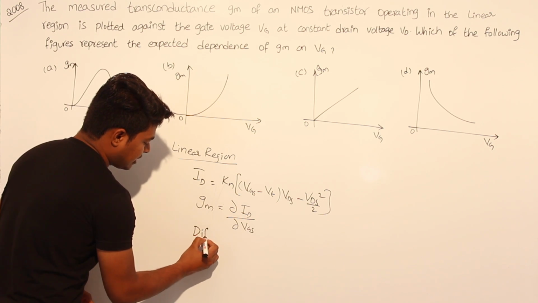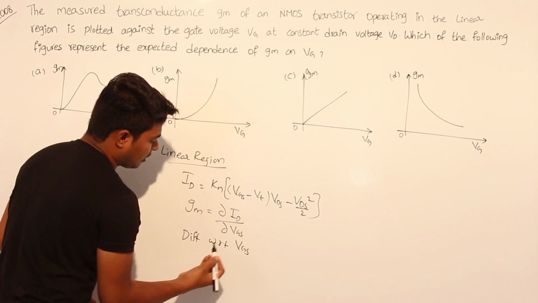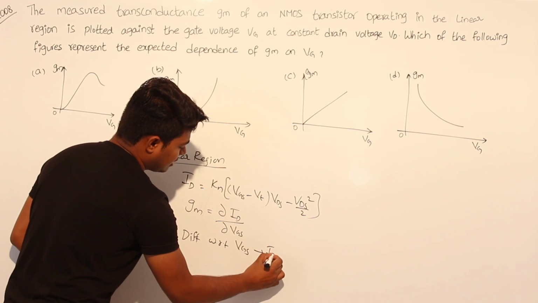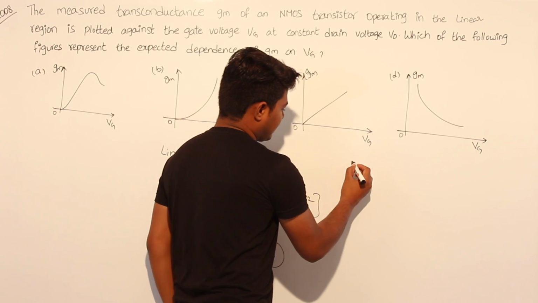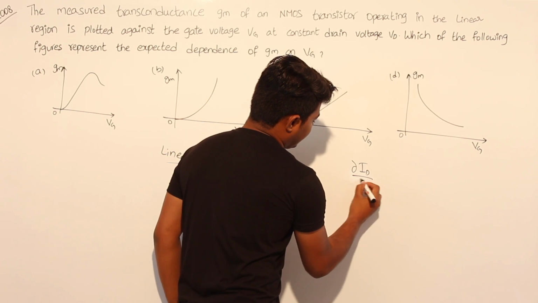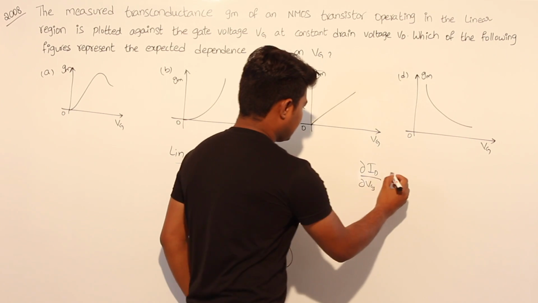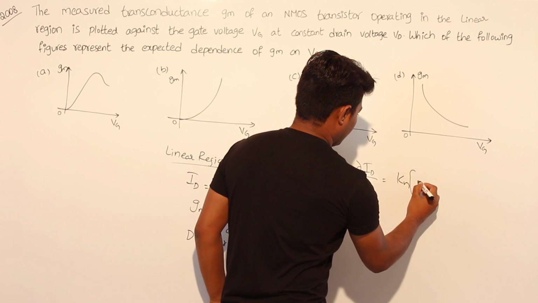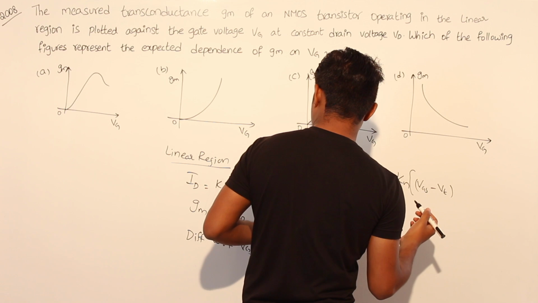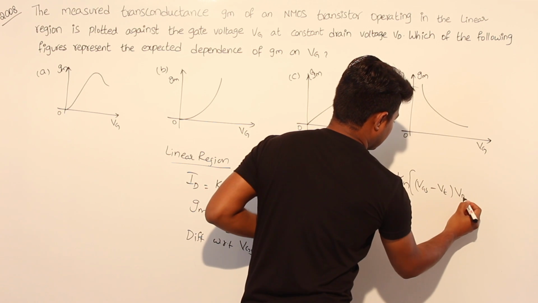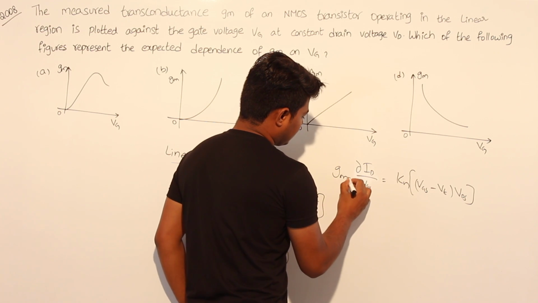Differentiating ID with respect to VGS. Now differentiate this equation. Dou ID by dou VGS will be equal to Kn into VDS. Okay, now it is nothing but GM.